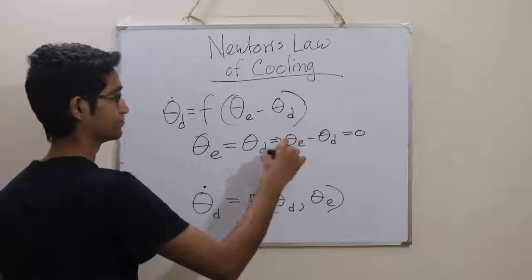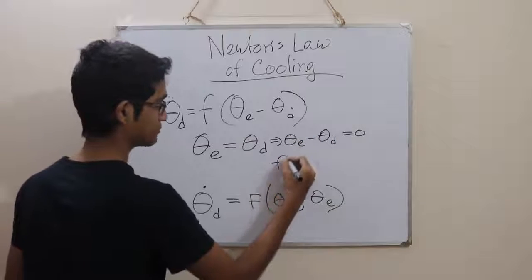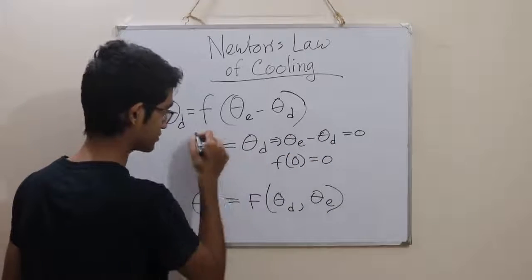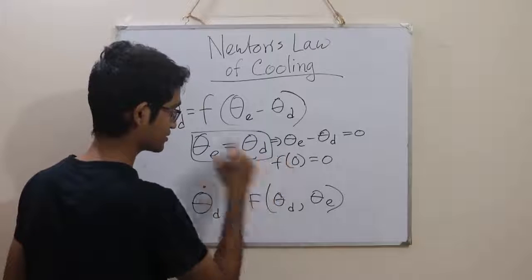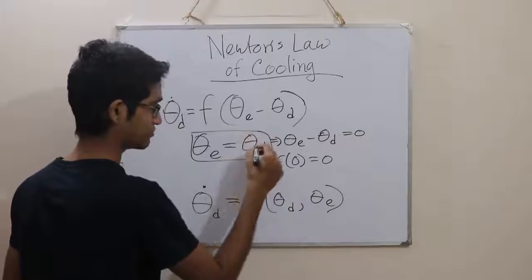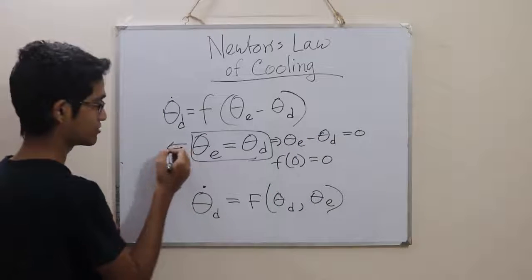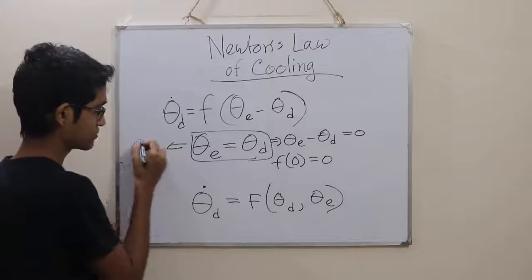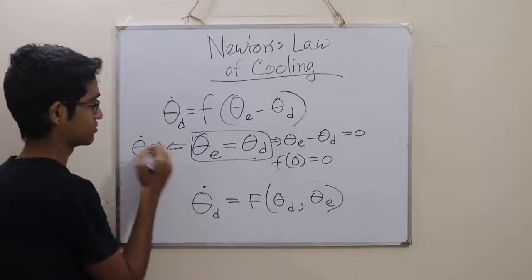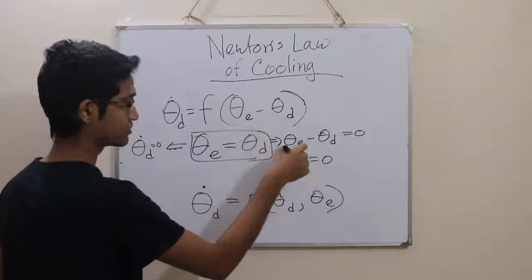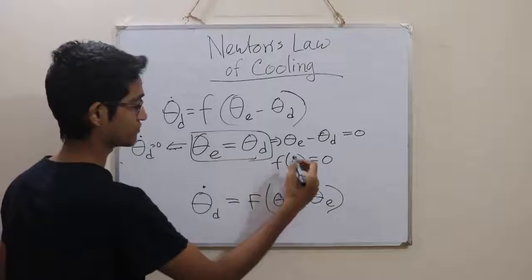So if this is 0, that means that f of 0 is 0, because in this case it means two things. It means that the difference of these two temperatures is 0, and from a conceptual point of view, it also means that this is equal to 0. So this part becomes f of 0, and this makes f of 0 equal to 0.